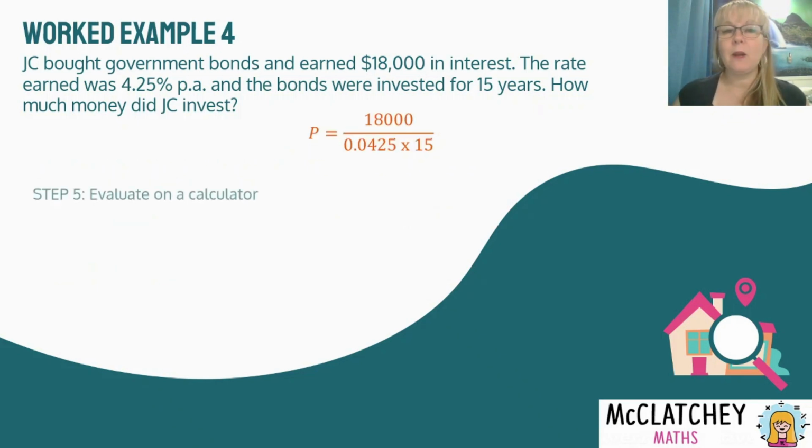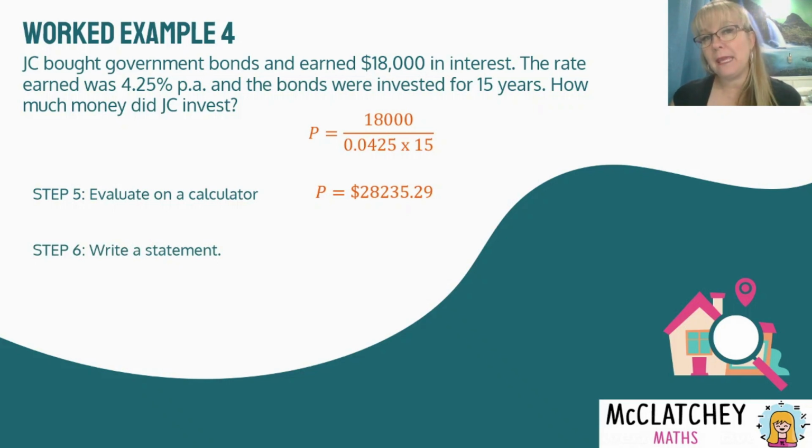And if I put that into my calculator, I'm going to find that P, the principal, is $28,235.29. Now there may be more decimal places than that. It's always important to round money to 2 decimal places. Lastly, we're going to write a statement because the question didn't ask us to find P, it asked us how much money did JC invest.